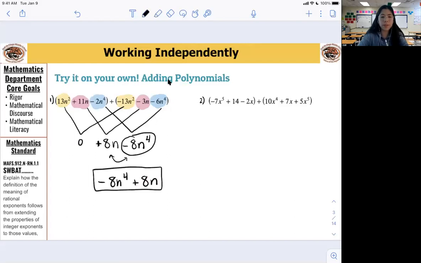What type of polynomial is this? Binomial. It's a binomial with a leading coefficient of? Negative 8. Good. How do we feel about number 1? Do I have any questions? Any remaining questions?